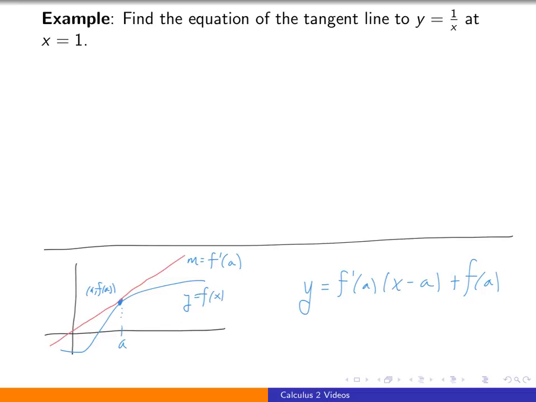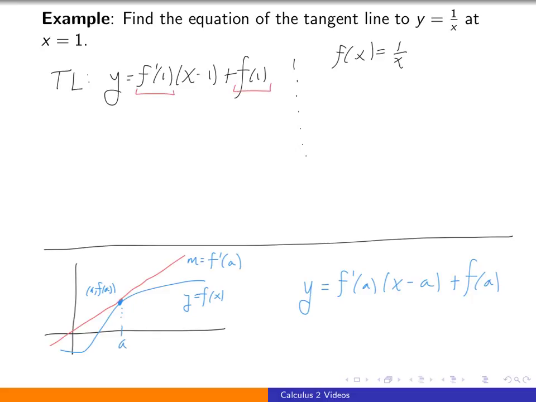So up to our example. Find the equation of the tangent line to y equals 1 over x at x equals 1. So essentially we can write down the template and have a few values that we need to fill in. So the equation of this tangent line, so TL for tangent line, is y equals, and I'm going to let f of x equals 1 over x for simplicity, will be f prime 1 x minus 1 plus f of 1. So if we can fill in those two unknown values, f prime 1, the slope, and f of 1, that would give us the equation of the tangent line.